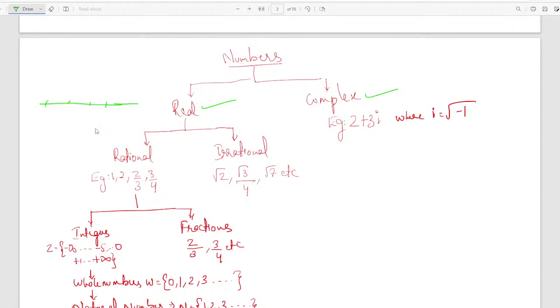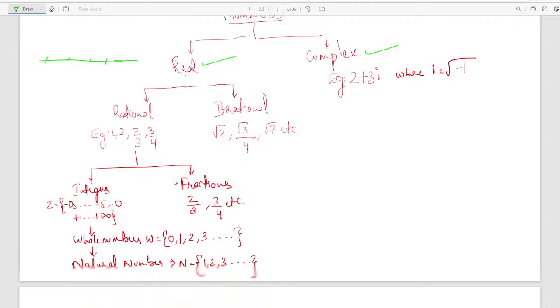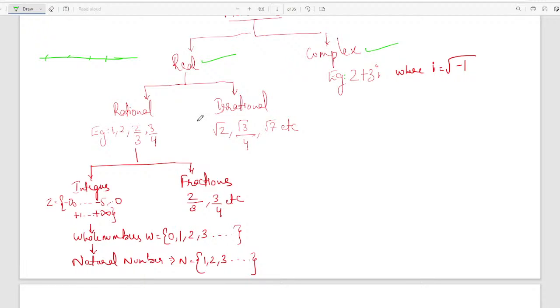Real numbers can further be segregated into rational and irrational numbers. Rational numbers are those numbers which are integers and fractions. Some fractions are terminating and some are recurring, but when they are recurring they have a pattern, whereas irrational numbers don't have any particular pattern, they just don't end. And rational numbers have two types, integers and fractions.